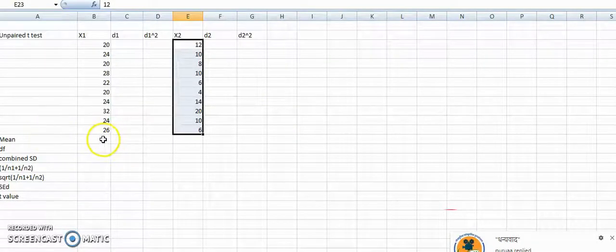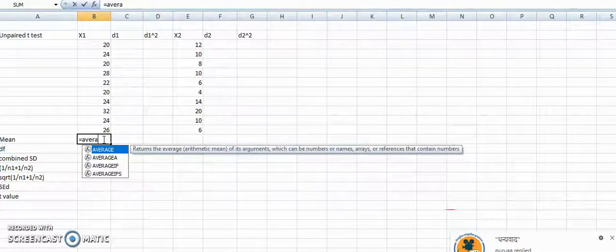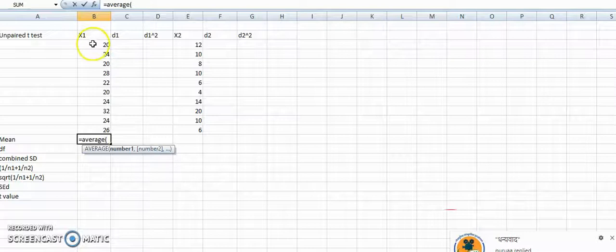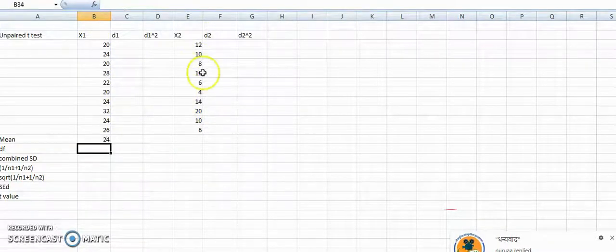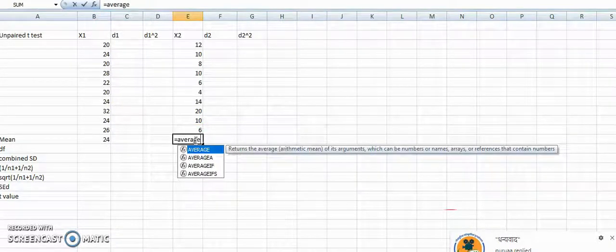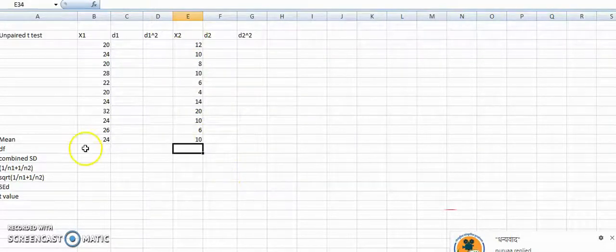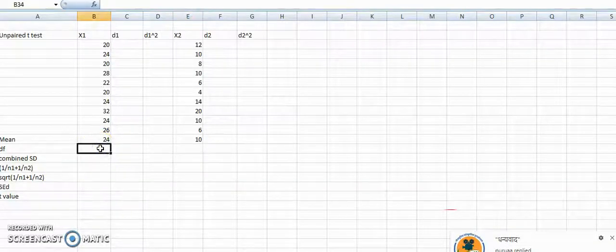So first of all, we need to calculate the mean value of that, and that is equal to the average of this one, and similarly this is the average of these values. So you got the averages, that is the mean. The degree of freedom is 18, already calculated.